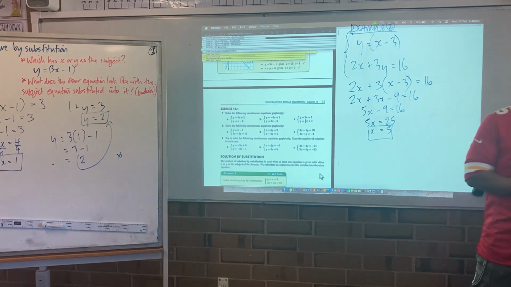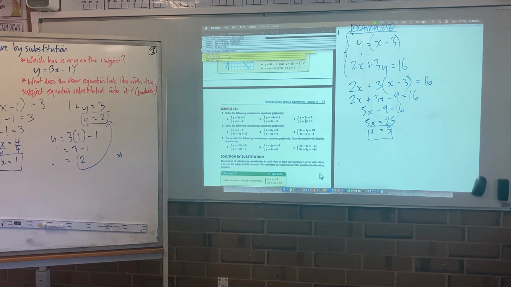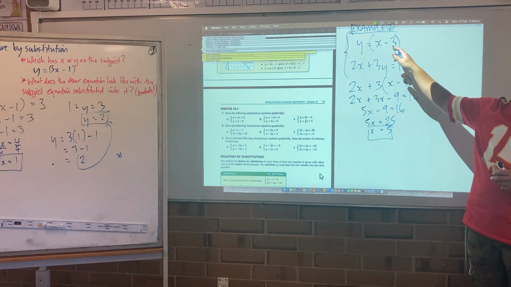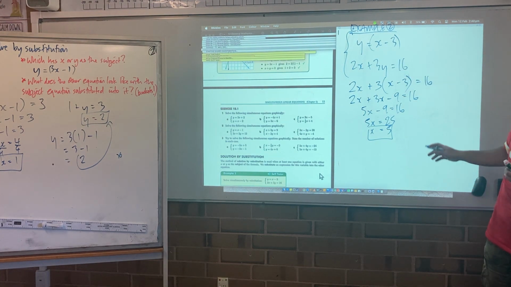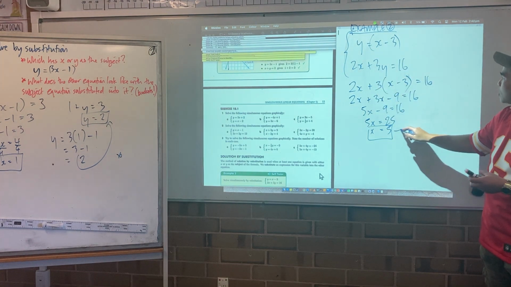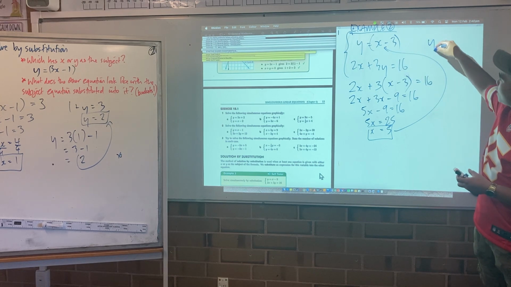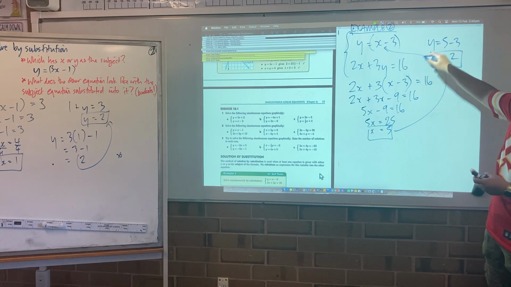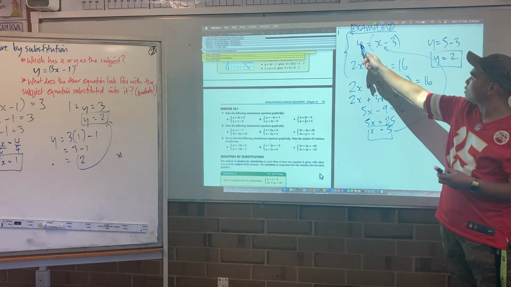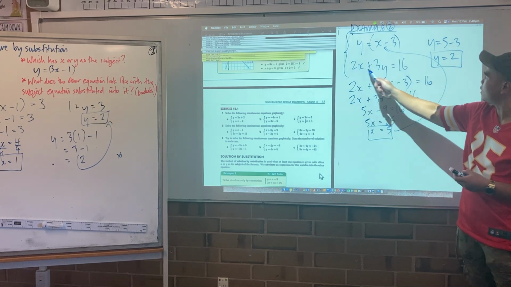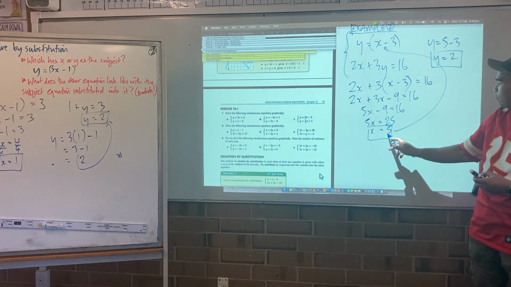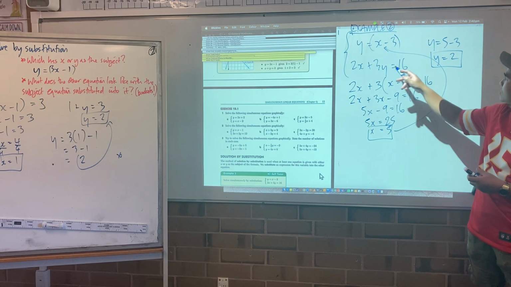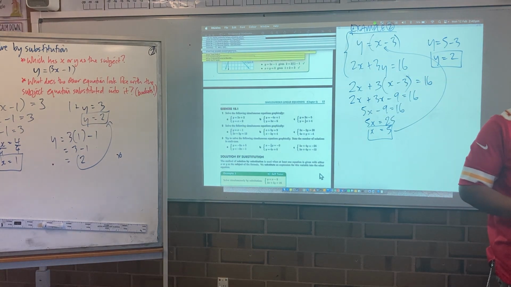Is that the answer in full yet? I need to know what y is. Which is the easier looking equation? The top one? I'd say the top, because there's multiplication involved in the other. So I'm going to chuck x into this. y is equal to 5 take 3, y is equal to 2. Just double check. If y is equal to 2 and x is 5, let's check it for this one. 2 times by 5 is 10. 3 times by 2 is 6. 10 plus 6 is 16.